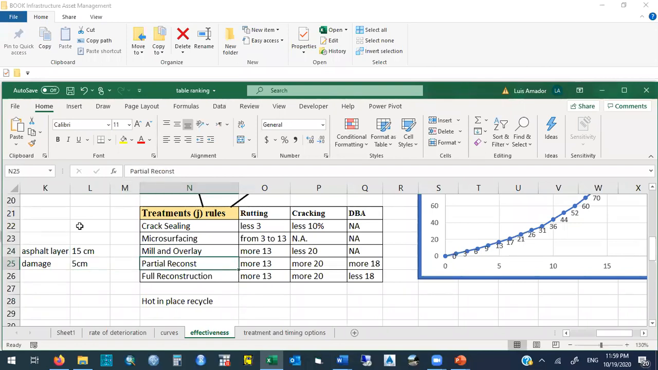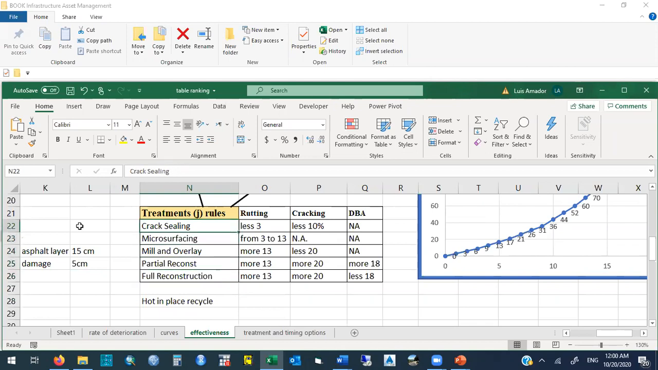Now, partial reconstruction means you have to fully take away the hot mix asphalt layer. It's gone completely. And you have to do some recompaction on the granular layers. Maybe you need to put again some treatments for the subgrade soil, but you can save the granular layer. You put new hot mix asphalt, and that is called partial reconstruction. And for full reconstruction, you need to rip everything apart. You need to remove the hot mix asphalt, the base, the sub base, and put everything back again.